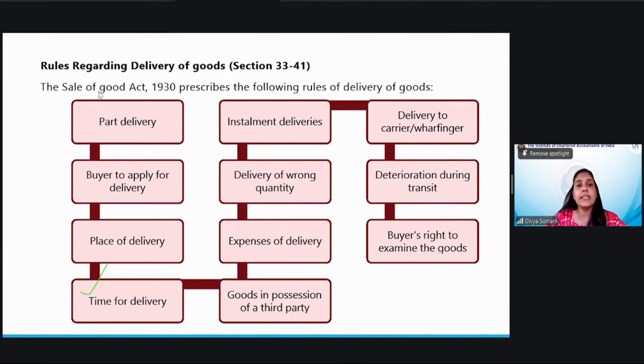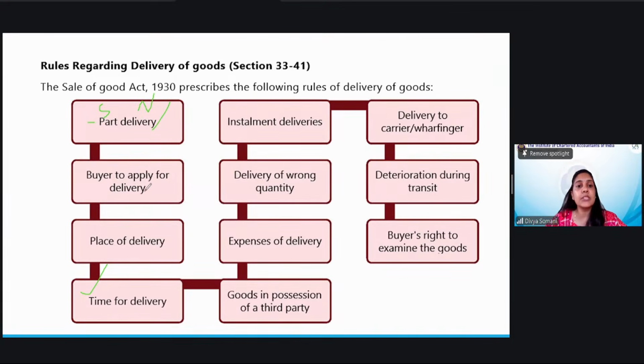So first, you have to identify whether the goods are separable or not separable. If the goods can be separated, then part delivery means part ownership. So whatever has been delivered, you will have the ownership with respect to that. In case of non-severable goods, you will have the complete ownership. So that is contained in this part delivery thing.